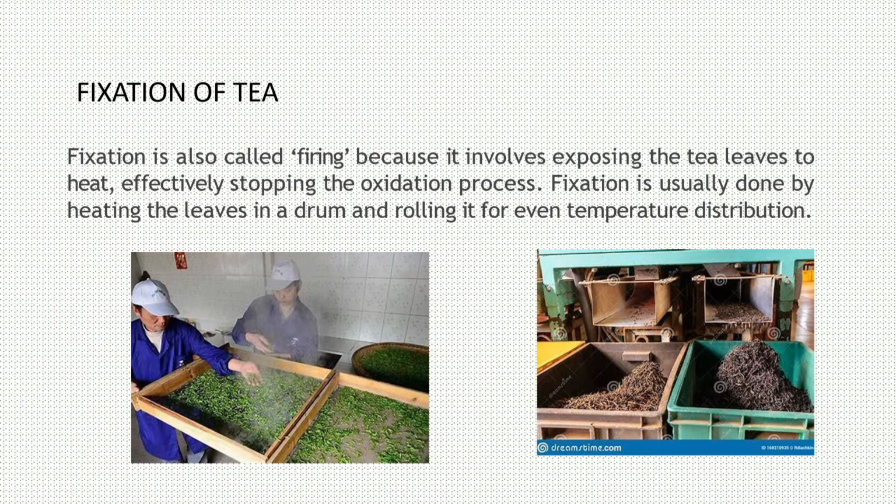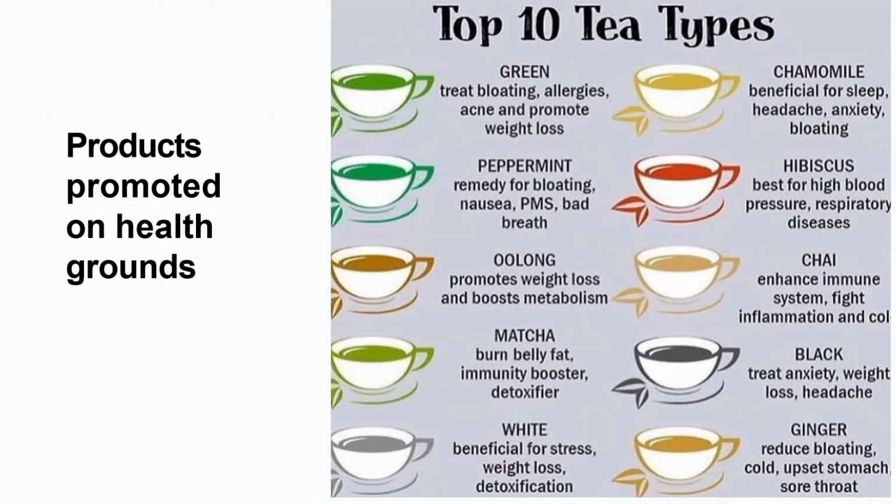See, this is a drum roller, and here once the firing is done, the leaves come and fall into this tray, segregated. And yes, the temperature should be very much even. That is mostly important. So coming to the last slide.